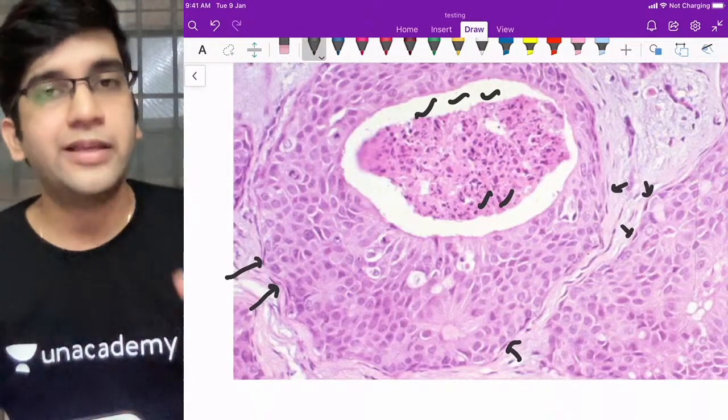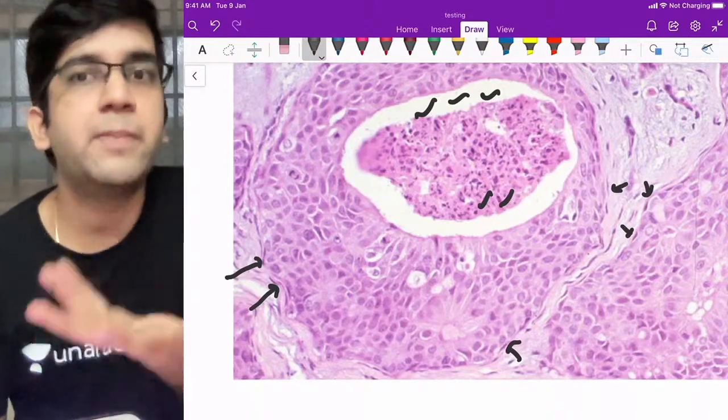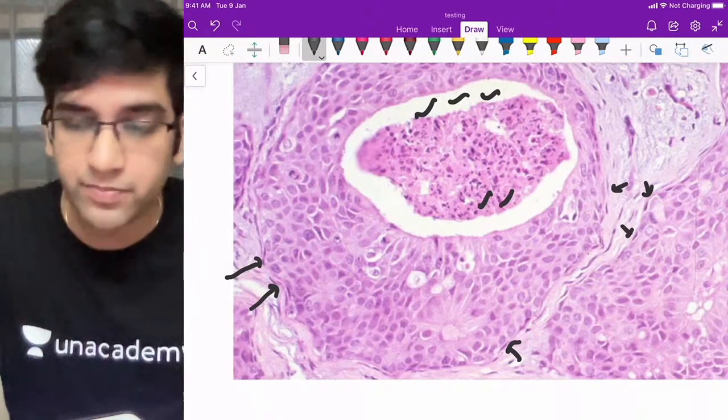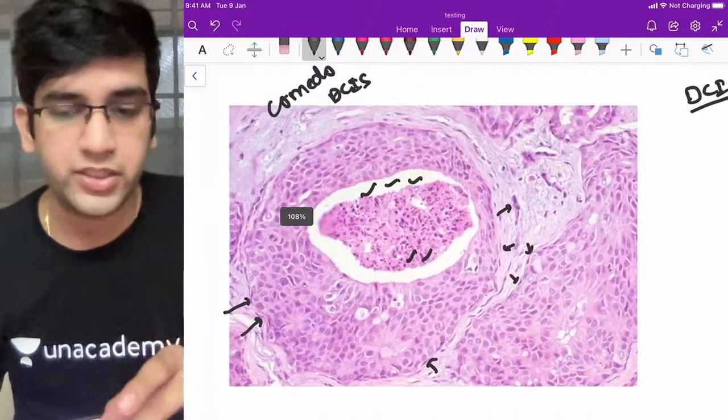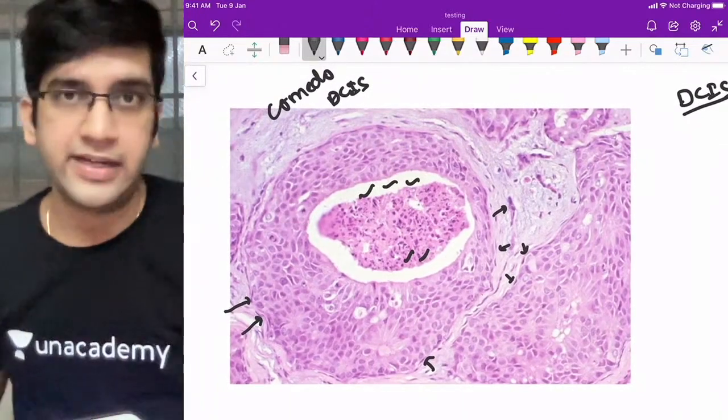I will have a myoepithelial layer in an in situ malignancy because my basement membrane is still intact. If this breaks, it can go outside. So here also, I might require an IHC to differentiate a DCIS from an IDC for sure.